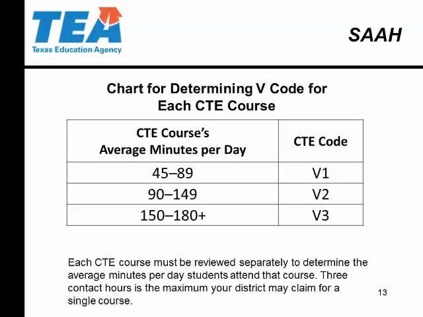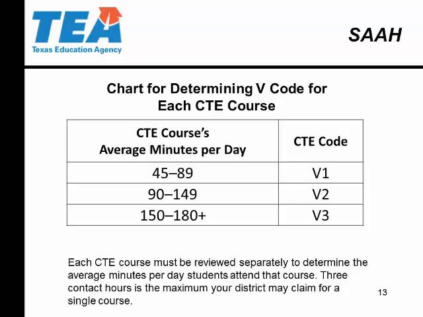Here's your chart for determining your V code for each CTE course. Each CTE course must be reviewed separately to determine the average minutes per day that the students attend that course. 3 contact hours is the maximum your district may claim for a single course. So for any minutes 45 to 89, that's a V1. 90 to 149, that's a V2. 150 to 180 plus minutes, that's a V3.